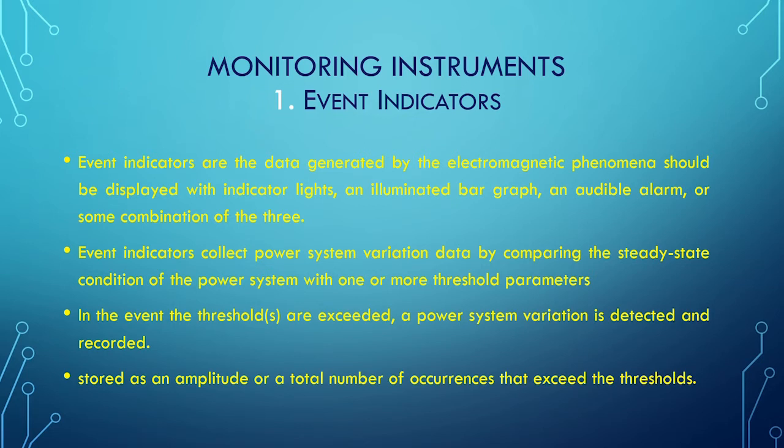The first one is the event indicator. Event indicator data generated by the electromagnetic phenomena should be displayed in an indicator light or illuminated bar graph, or also an audible alarm, or sometimes three of these combined together. Event indicator is important because humans react when a sound or a visual signal acts as a medium to tell them that something is wrong with the system.